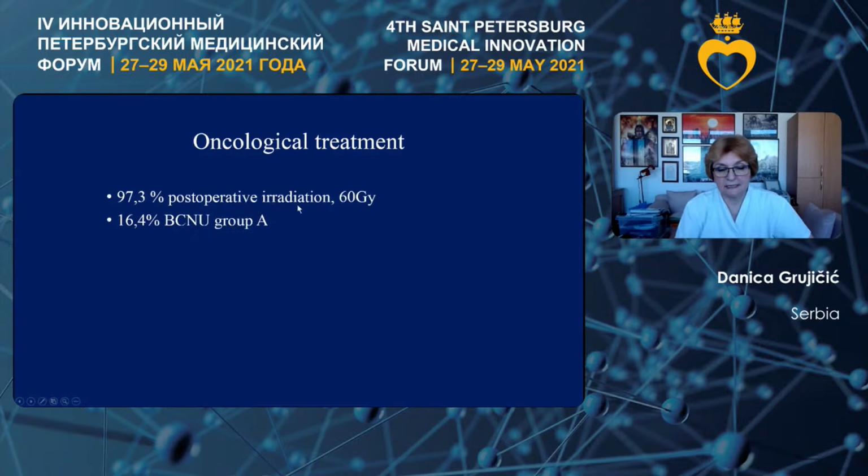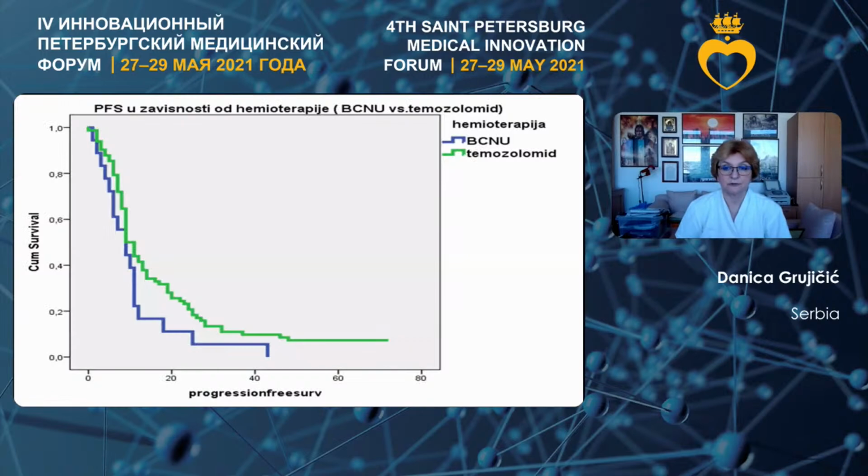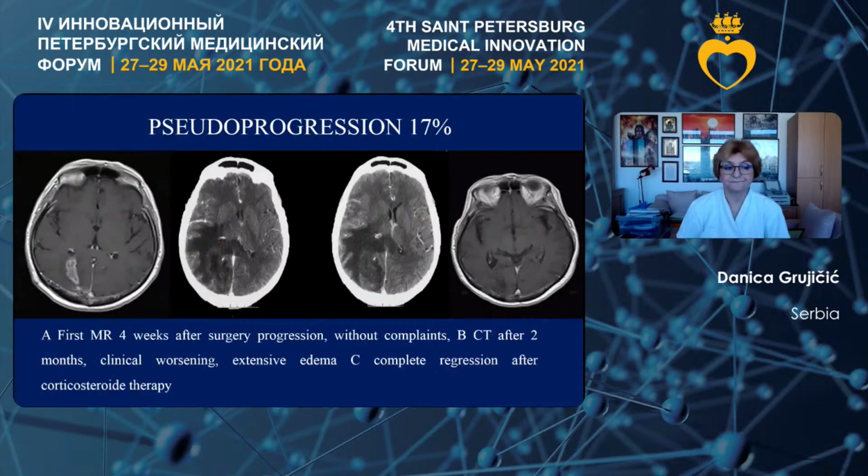Oncology treatment. Radiotherapy, 60 gray in 30 fractions, that is standard treatment. 16% received BCNU, that's group A. 76% were treated with temozolomide, that's group B. And 7.3% of patients had no chemotherapy due to the fact that their condition didn't let them get chemotherapy after radiotherapy.